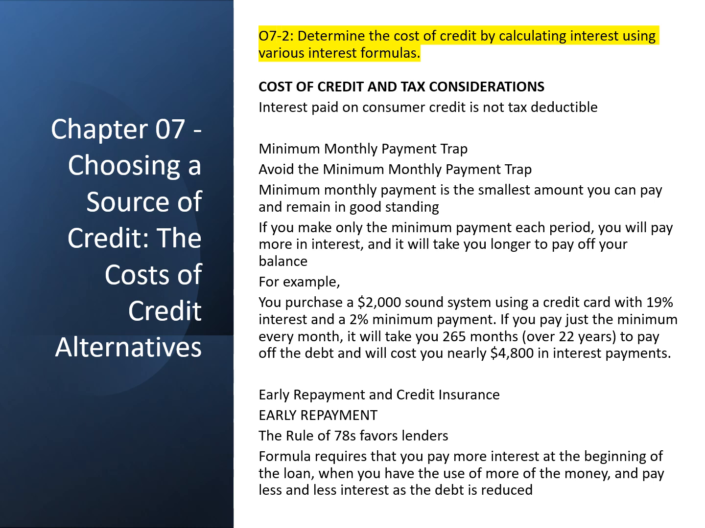So early repayment and credit insurance. Early repayment rule of 78 favors lenders. The formula requires that you pay more interest at the beginning of the loan, when you use more of the money, and pay less and less interest as the debt is reduced. This is again the rule of 78, favoring lenders in the process. So this is a plus for lenders, which encourages them to do what? To lend money, really, is what it comes down to.